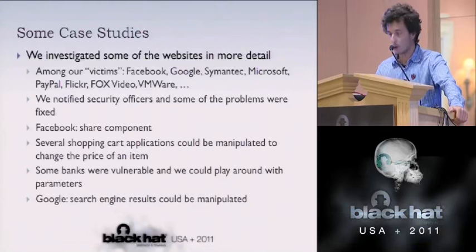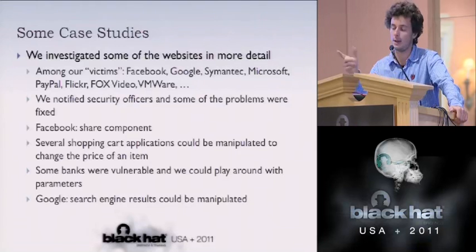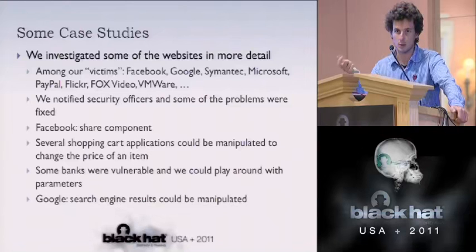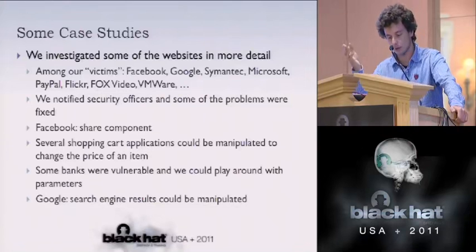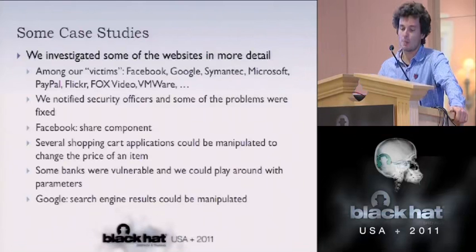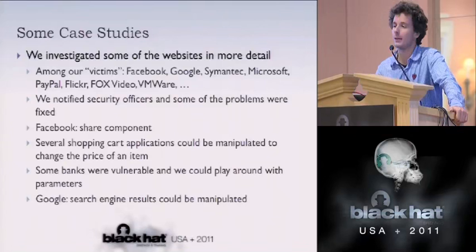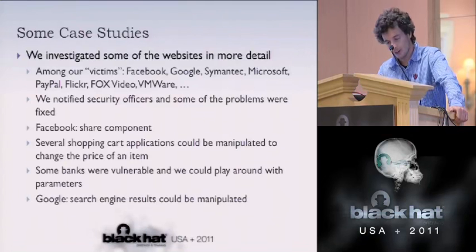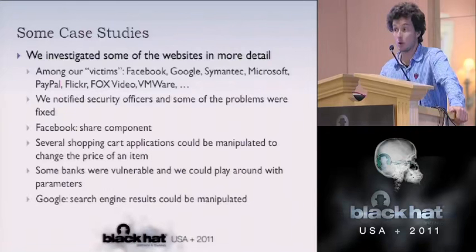For Facebook, there was this share component I was telling you about before. The API used by Facebook for sharing information over the internet was not checking whether the parameter submitted was present once or twice. Then we had several shopping cart applications where it was possible to change the price of an item, so possibly to buy a product at a lower price. Then we had banks where there was a vulnerability, and Google as well.